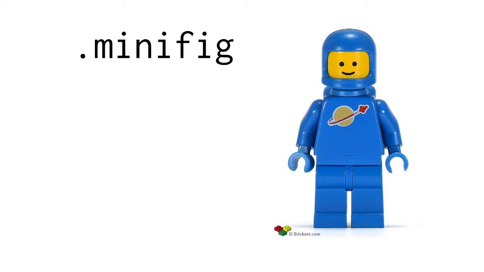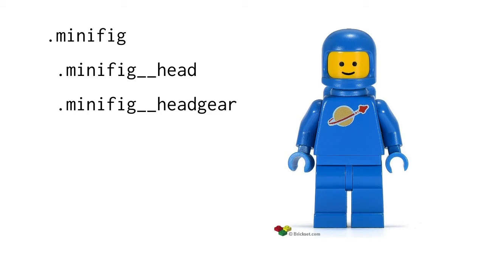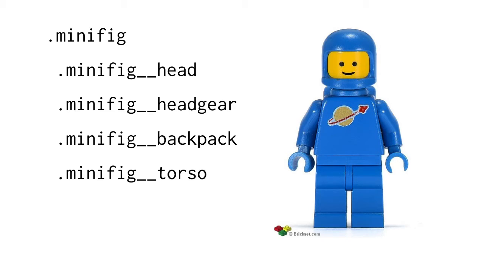This is your standard Lego minifig, nice blue spaceman. Your minifig is your block module, right? This is your module, this is your component, this is your object, whatever you want to call it. This is your core element. But the minifig is made up of smaller pieces. It's made up of a head, headgear, a backpack, torso, and legs. So this is your block and your elements.